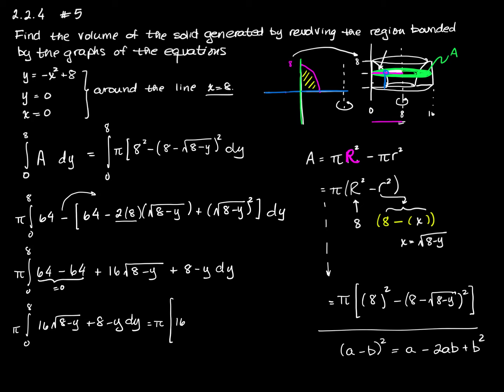One is 16 the root of 8 minus y. Actually, I think I'll just do it as two because I can integrate 8 minus y easily enough without splitting it up. Now I'm going down here. I have pi on the outside. I have 16.